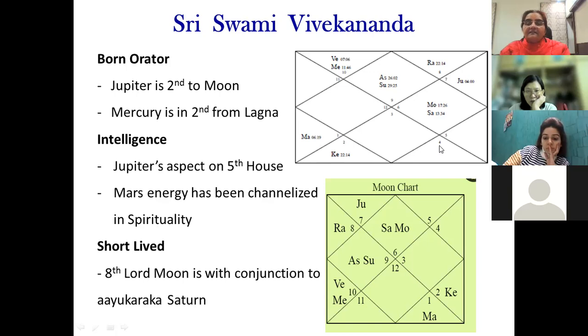And the eighth lord, eighth house, there is number 4, Cancer. Its lord is Moon. And Saturn is Ayukarka. Saturn is basically, if you remember the significator of houses, the 8th house significator. They both are conjunct together. Here, the 8th lord and Saturn, that's why he said he was short-lived.